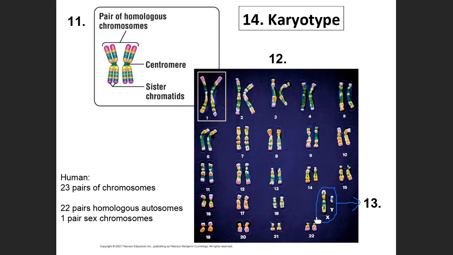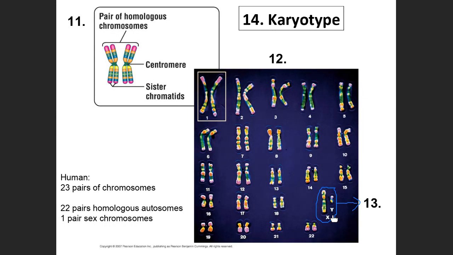The 23rd pair will let you know, was this a karyotype using cells from a male, or was this a karyotype using cells from a female? If you see 2 chromosomes that look nothing alike, and they're not labeled 23, but they're labeled, say, X and Y, then you know the sex of the offspring used to create the karyotype is male.